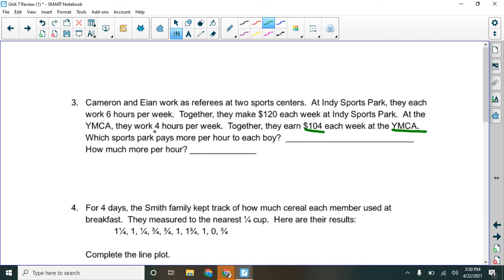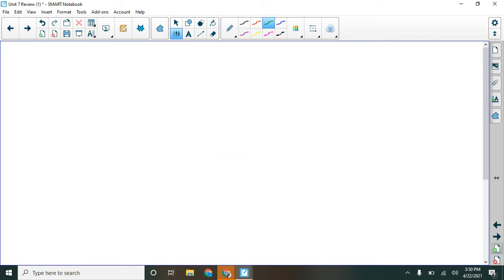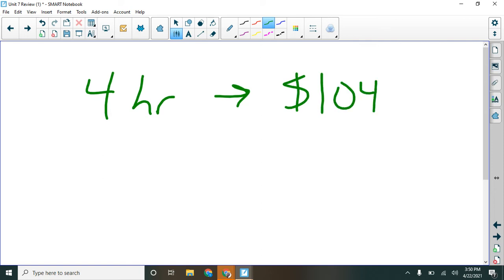$104, so less money, but less hours too. So if they work for 4 hours, they get $104. I want to know how much each boy gets each hour. Right? So one hour, one boy. You get to solve that. Couple of steps. Do that work. Go ahead.